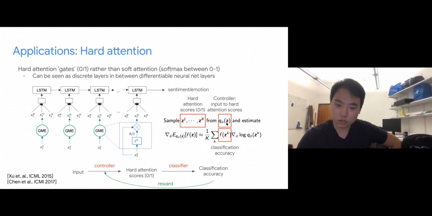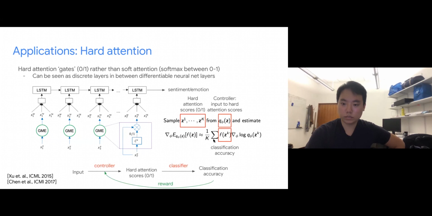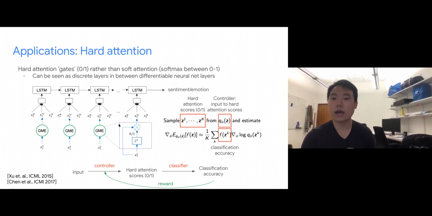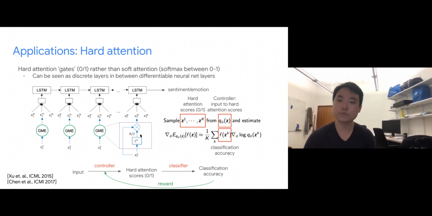My q of z would be this controller, which actually defines the distribution over my zeros or ones. So this would take in the visual input and tell me whether this visual input looks like it's going to be useful or not useful. So it takes in the input and outputs the probability that it should be 0 and the probability that it should be 1.